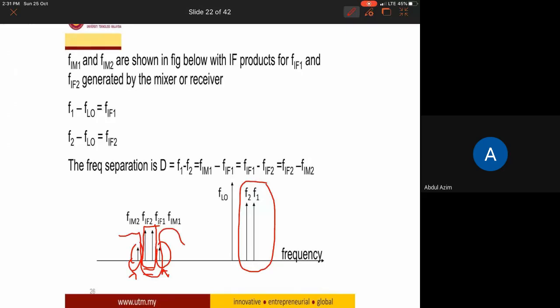So this is the challenge for the radio frequency designer. We want to design things to allow only the signal that we want. So when you design, for example, a mixer, you need to consider these things.